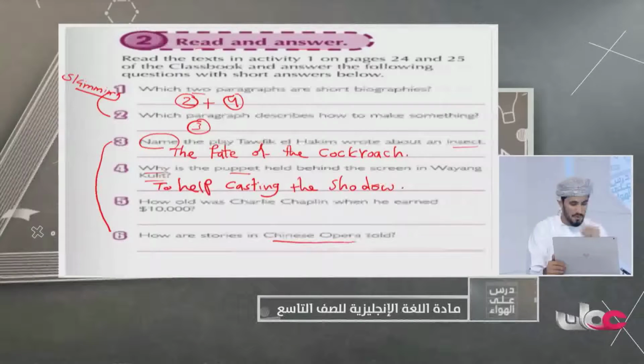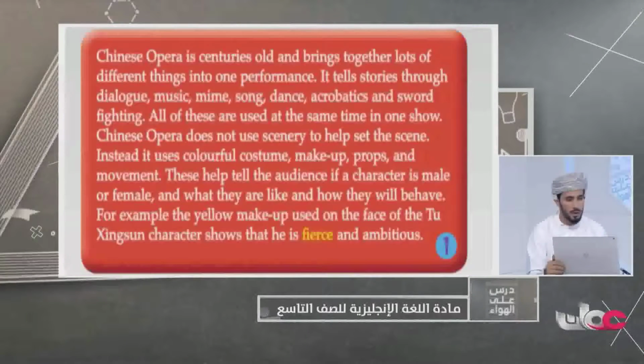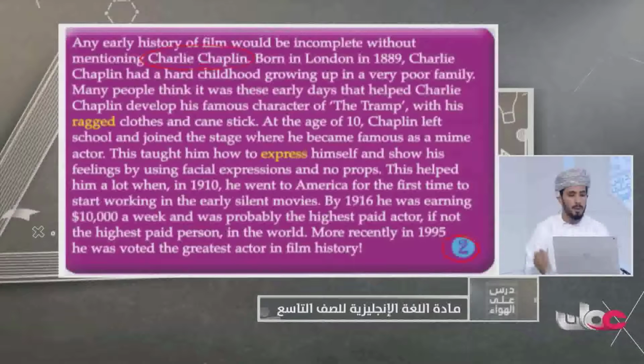Okay, number 5. How old was Charlie Chaplin when he earned $10,000? In this sentence, I need to go to the paragraph in which they are talking about Charlie Chaplin. Okay, Charlie Chaplin, where are you? This, number 2, Charlie Chaplin. The second paragraph is talking about Charlie Chaplin, and he mentioned a number. So I can look for the number from the text, and okay, this is the number, $10,000.